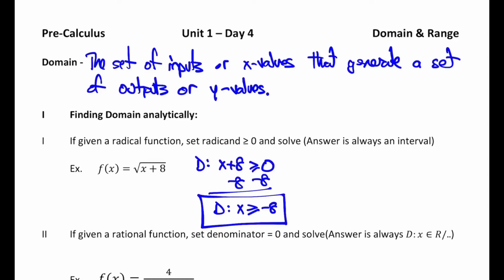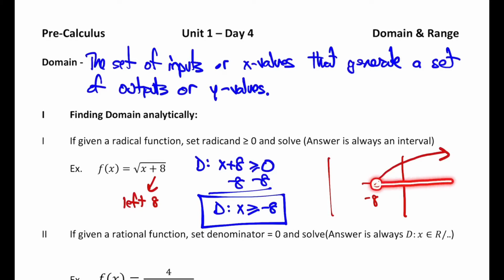So what we're also going to do today is kind of back this up. Why is that true? Well, if you think graphically, what we've already talked about in this unit, that's going to move our square root graph left 8. So if you think about what that sketch looks like, left 8, there's negative 8, here's a square root function. So you can see why our domain is going to be greater than or equal to negative 8. Okay, let's move on.